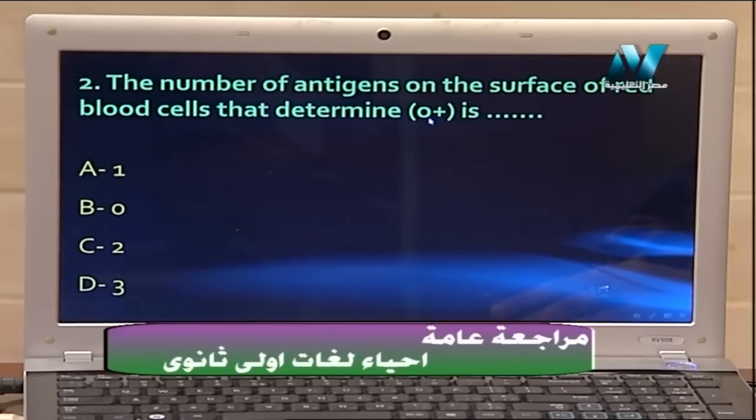When we talk about O positive, the number of antigens will be 1, 0, 2, or 3. Of course O has no antigen A or B, but positive contains RH. That means the correct answer will be 1, related to the positive RH. But O negative has no antigen at all on the surface of the red blood cell.